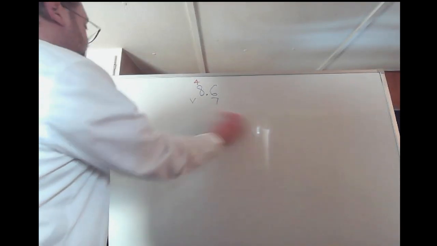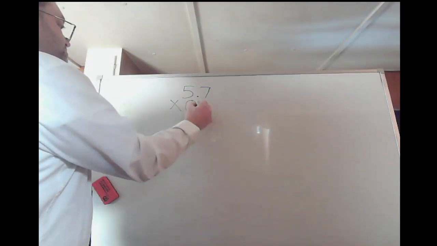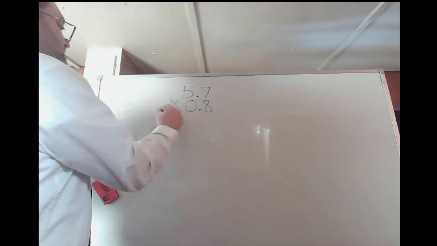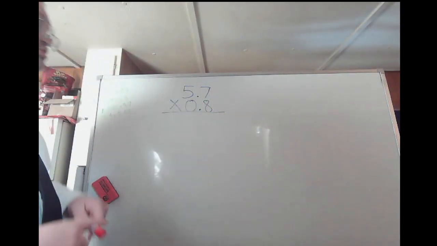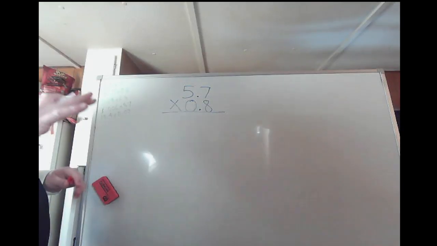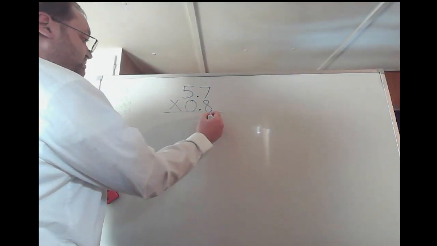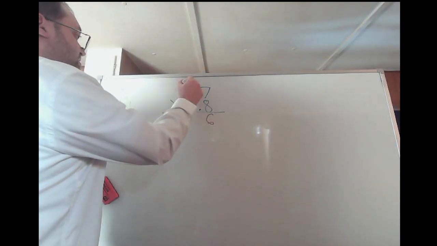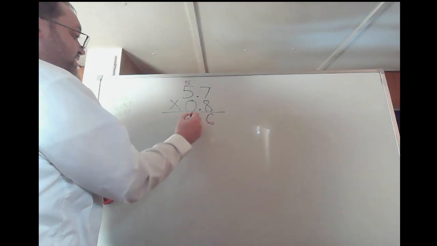Alright. I got a few more. Let's do 5.7 times 0.8. Again, write out your equation naturally. Now when you go through and do the multiplication, for the time being, ignore any decimals that are there. You'll have 7 times 8, well that's 56, so keep the 6, carry the 5. 8 times 5, well that's 40 plus 5 is 45.